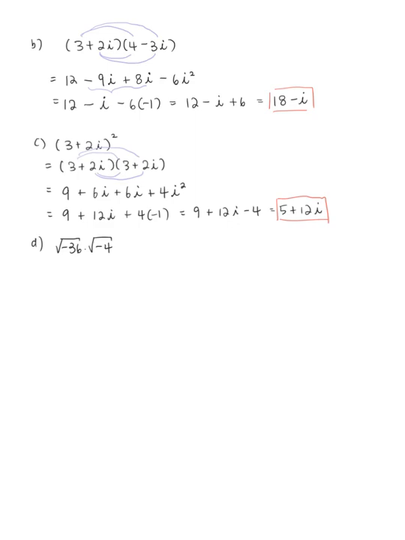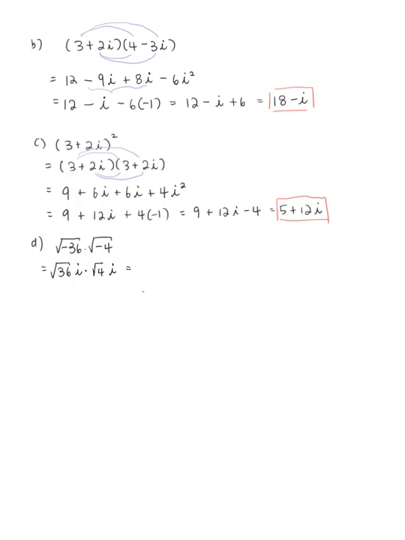Okay, now let's take a look at something like square root of negative 36 times square root of negative 4. So take one step at a time. So first, I'm going to simplify square root of negative 36. So that becomes square root of 36 times the i. And then we're going to be multiplying here by the square root of negative 4, which becomes square root of 4 times the i. Remember, everything's being multiplied together.